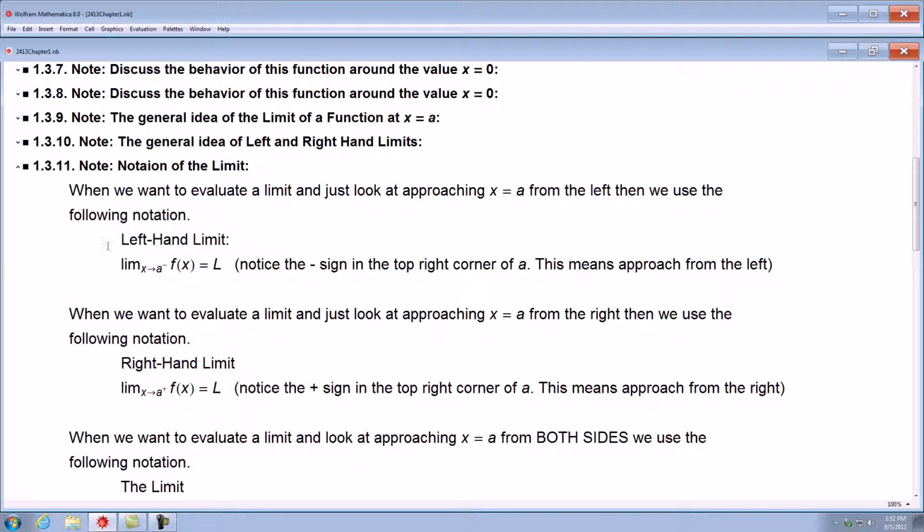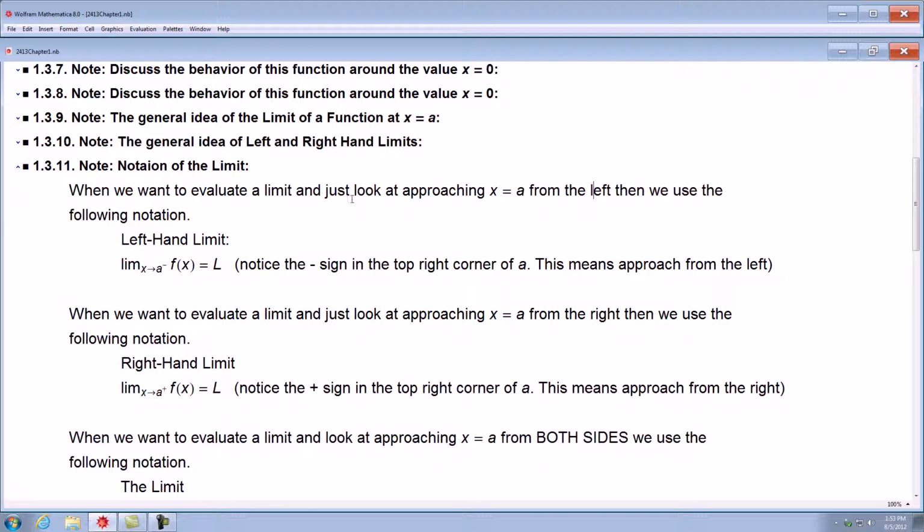Okay, here's some notation. If we are approaching x equals a from the left, then we will use the following notation. For the left-hand limit, we write lim for limit, x with an arrow to a, and then a little negative sign, f of x equals L. So what this is saying is that we are going to let our x values approach a. The negative sign means we're approaching from the left.